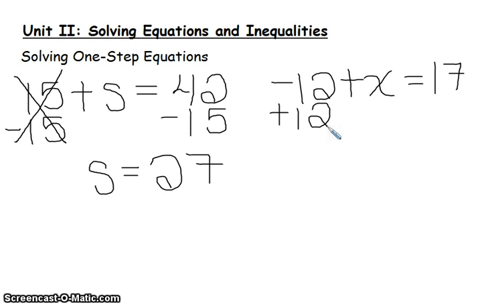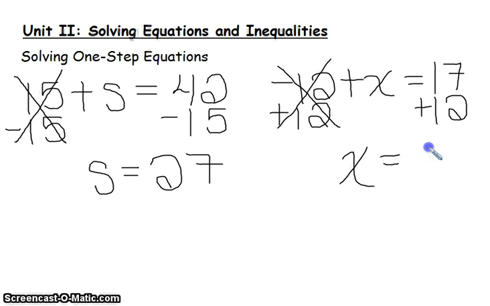But no matter what you do with an equation, you have to do the same thing to both sides. We have to keep it equivalent. We have to keep it balanced. So whatever you do to one side of an equation, no matter what that is, you have to do the same thing to the other side. So if I add 12 to the left side, I have to add 12 there to the right side. So you're adding 12 to 17. The negative 12 and the positive 12, that's going to give us 0. That's the point of doing the opposite there, or the inverse. So we're left with our positive x equals 17 plus 12, and you get 29.